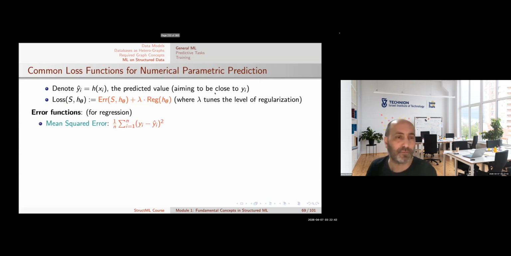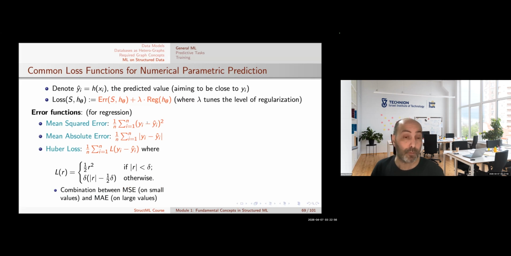So for examples of error functions, we have mean square error, where we basically sum up the differences between yi and yi hat, the prediction and the label, squared. Mean absolute error, we sum up the absolute values. Okay, Huber loss is a combination of them, where on small values we use mean square, and on large values we use mean absolute error.